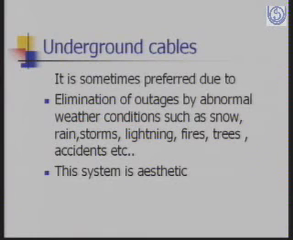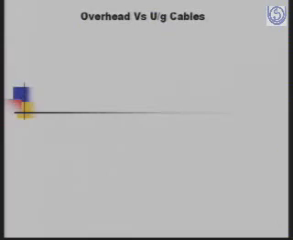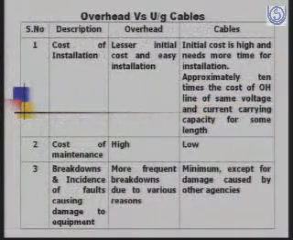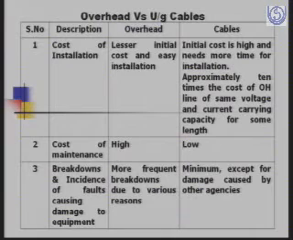So we'll come to the difference between underground and overhead lines. What is the difference? When we consider overhead versus underground cables, the cost of installation in an overhead line is lesser initially, and the installation is also easy. In cables, the initial cost is high and needs more time for installation, approximately 10 times the cost of an overhead line of the same voltage and current carrying capacity for the same length.